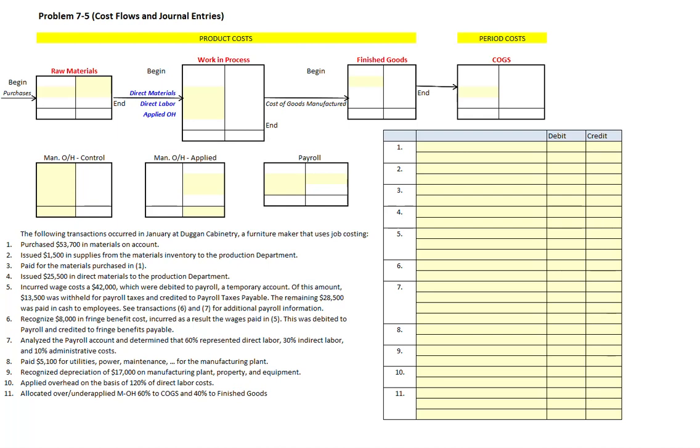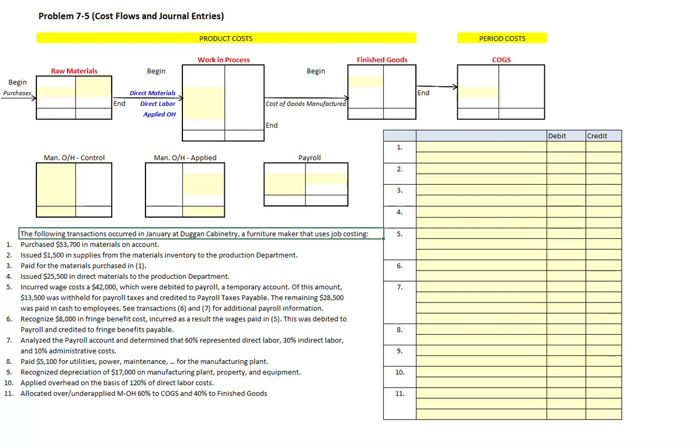In this video, we're going to walk through a problem for recording journal entries and posting them to a cost flow diagram in a manufacturing environment. We'll record purchases of material, issuing material for production, direct labor cost, allocation of overhead, and closing out under or over applied manufacturing overhead. We're told that the following transactions occurred in January in the Danguri Cabinetry, a furniture manufacturing company that uses job order costing.